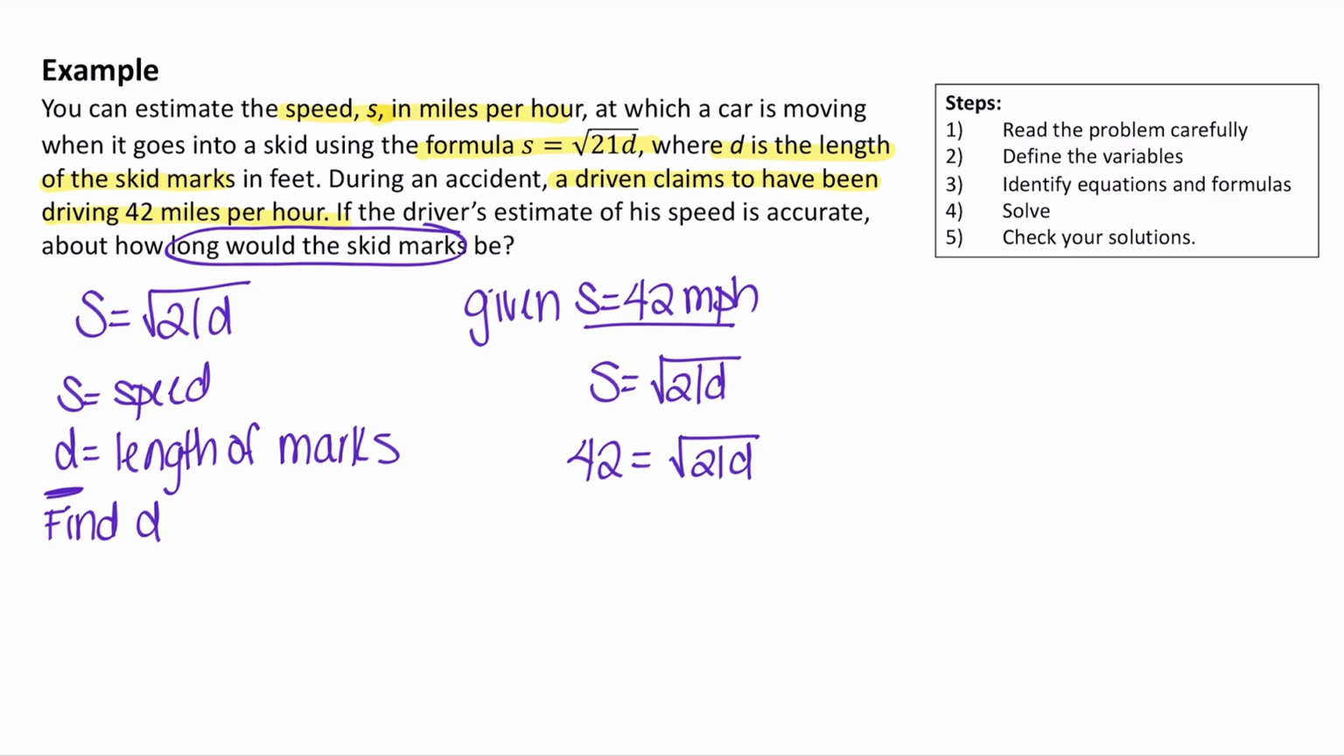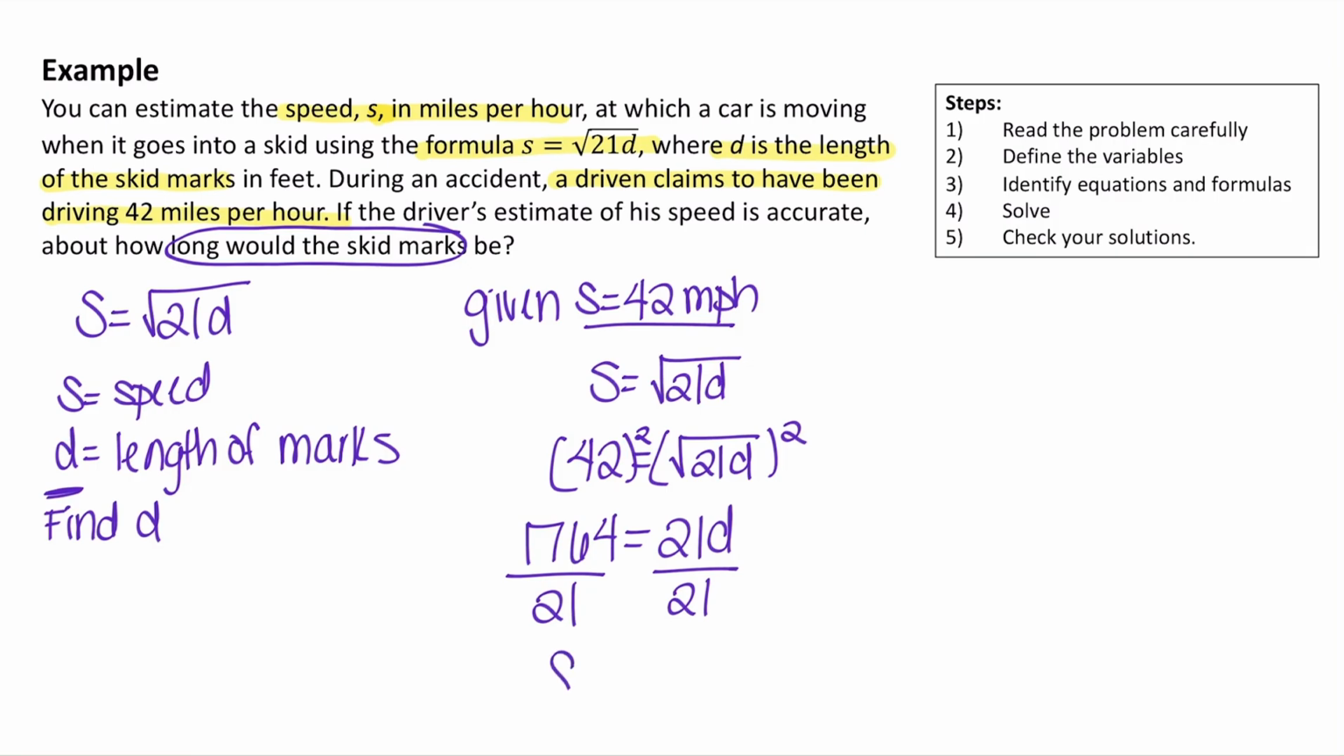So now this is just a square root equation. So we know how to solve this. We can go ahead and square both sides. So 42 squared is going to be 1764, and that equals 21d. Now to solve for d, we're going to divide both sides by 21, and that gives us 84 equals d. So this is telling us, d is the length of the skid marks in feet. So that means that 84 feet is the length.